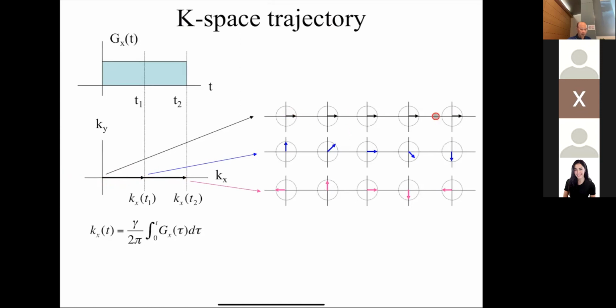Here I start off at k_x equals 0. Here you can see the period is 8, and here the period is 4. So this is going to higher spatial frequencies. If I just turn on a gradient, I move out to higher spatial frequencies.